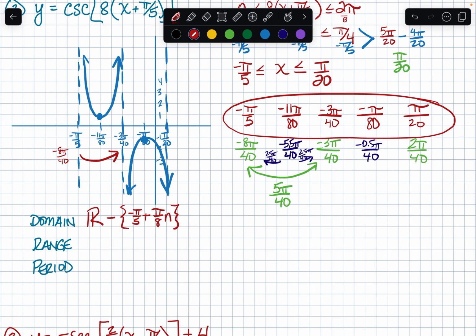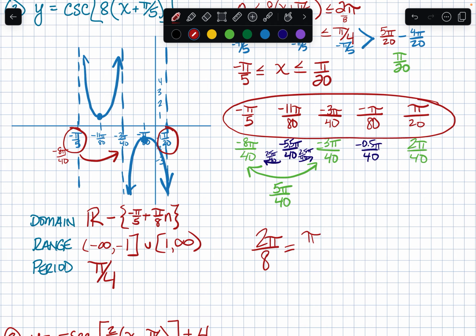All right, my range of this one is the range that I would normally have. So negative infinity to negative 1 and 1 to infinity. My period is not 2 pi anymore. So if I figure this out, the distance between negative pi over 5 and pi over 20, that is pi over 4 in length. And you can do that a couple of different ways. You can use the formula, which is old period divided by the B value, which would be 8. Hey, that's one way to get pi over 4.